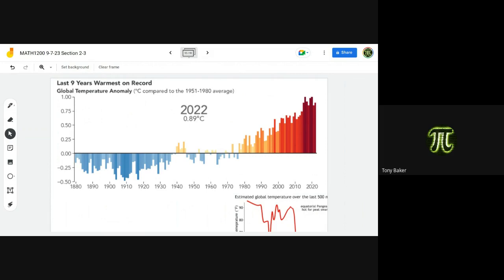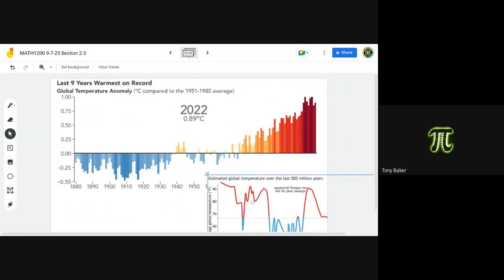Okay. And then they said, if it was less than that average, it's below, and if it's higher than that average, it's above. So these years on this graph are higher than the average from 1951 to 1980, so about 30 years. So yeah, looks like it's going up.